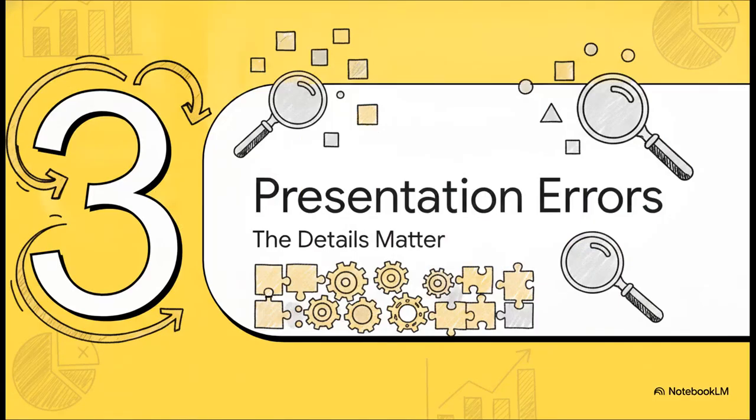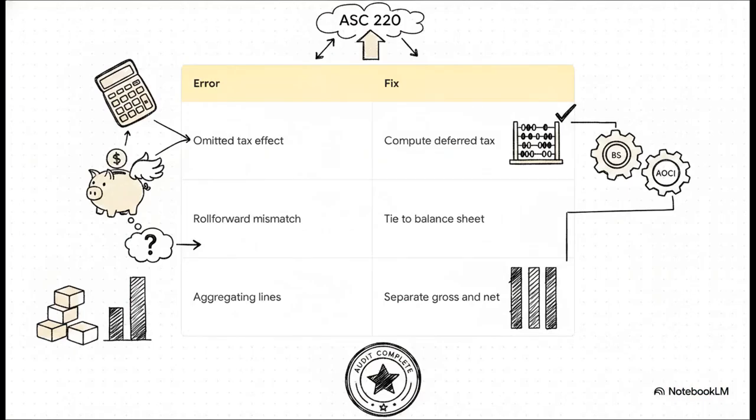Section 3. General presentation errors. The details matter. It turns out, formatting and roll forwards are just as critical as the actual math. A super common error is omitting the tax effect. Remember, every single OCI item subject to tax requires a computed deferred tax, period. Then there's the terrifying scenario where an AOCI roll forward doesn't reconcile. It has to tie perfectly to the balance sheet before issuance, or you simply can't close.